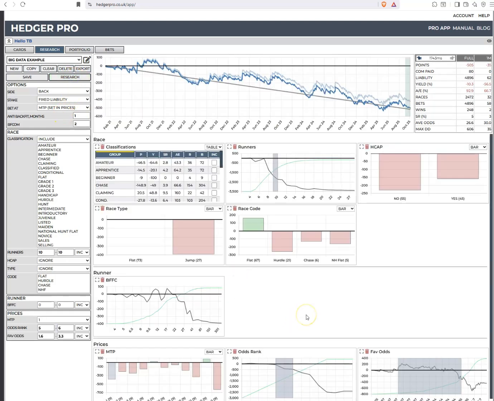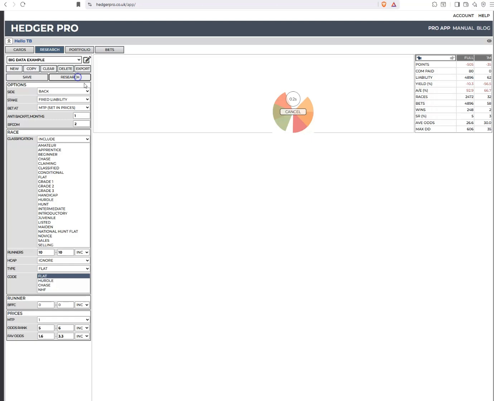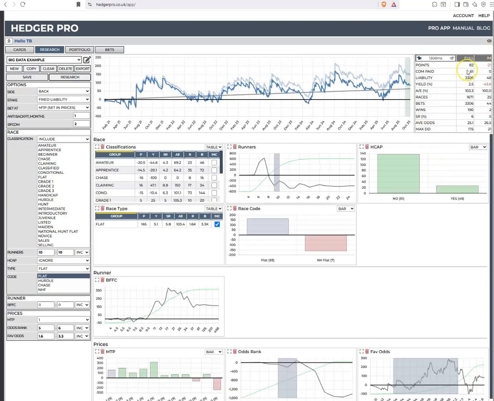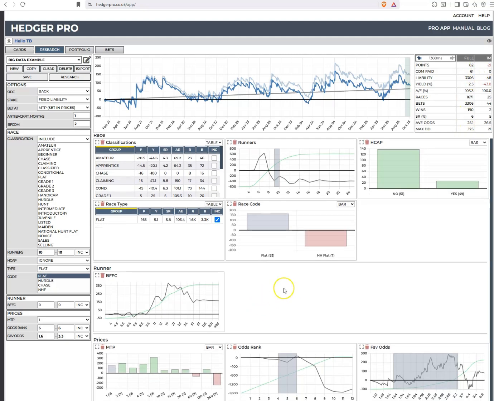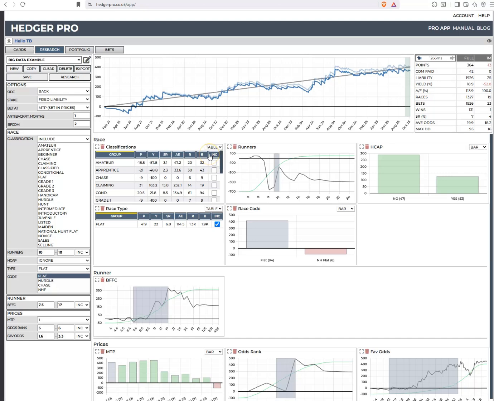So still not profitable. This is going to be a flat system, so I'm going to start adding the flat filters in. What does that get us now? Okay, so now over the full period I've become profitable, but my drawdown is pretty horrendous. So the next filter I'm going to apply is the BFFC filter. I use this filter quite a lot because it's quite a strong market indicator about what price this horse should be. So just applying the BFFC filter, I've now created a system with a yield of about 20.